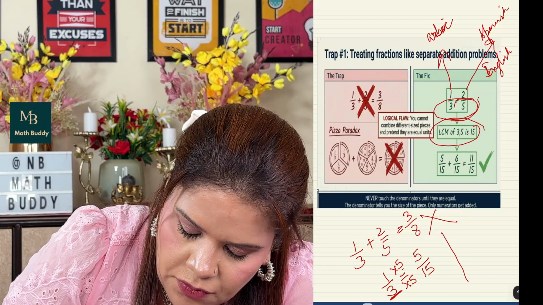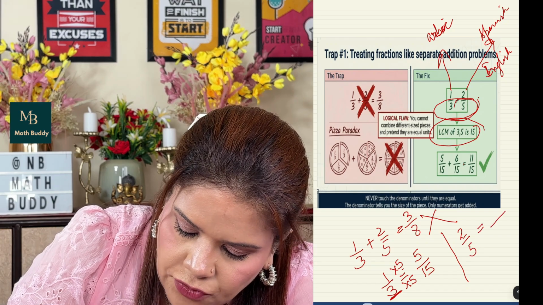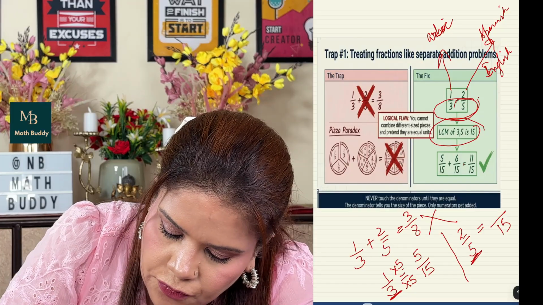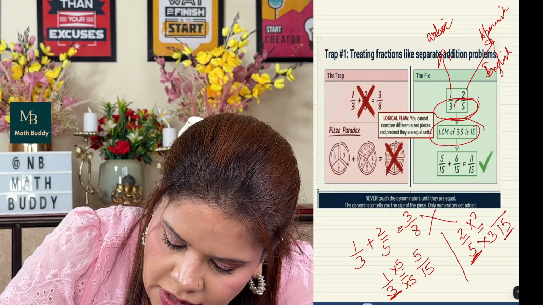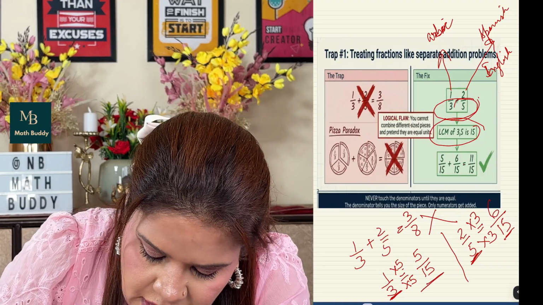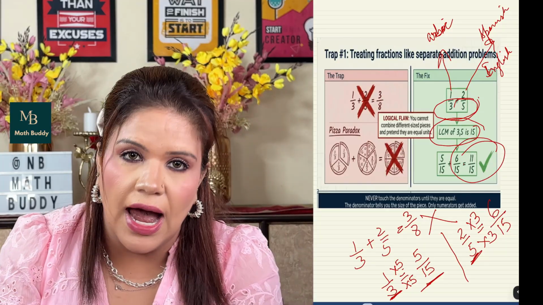Now the other number was 2 by 5, and I have to make the denominator 15. How can I go from 5 to 15? By multiplying with 3. So I will multiply the numerator also with 3. I will get 6. Now you see they have got the same base, so that's why we can add them.